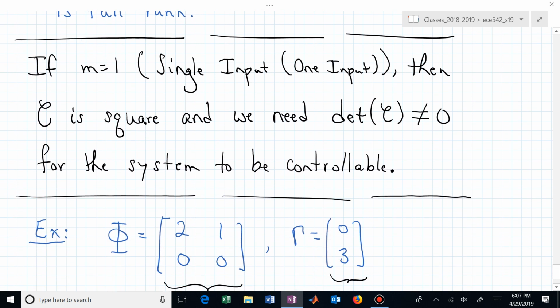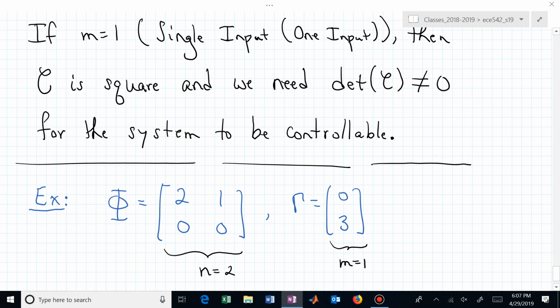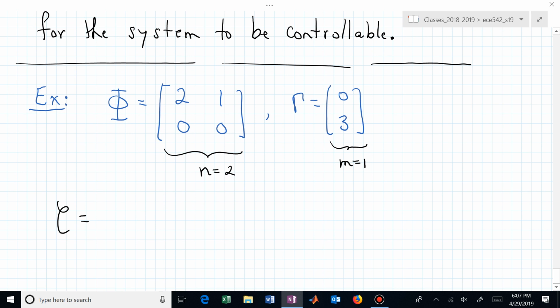Let's go through an example. Now we have a big state of M and a big state of N. M is 1, N is 2. We have one input. What's our controllability matrix? Oh, gonna have to wake up. Now you're going to have to guide me through this process. What does script C look like?